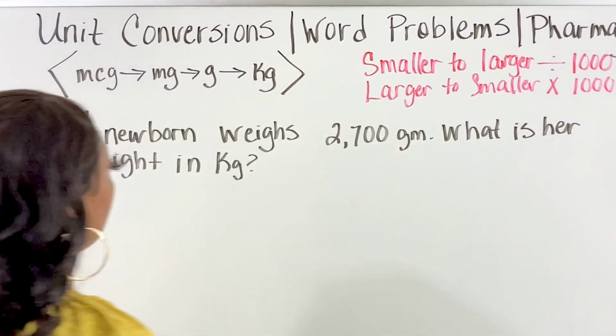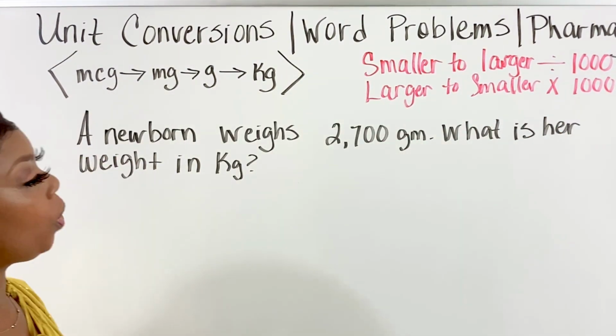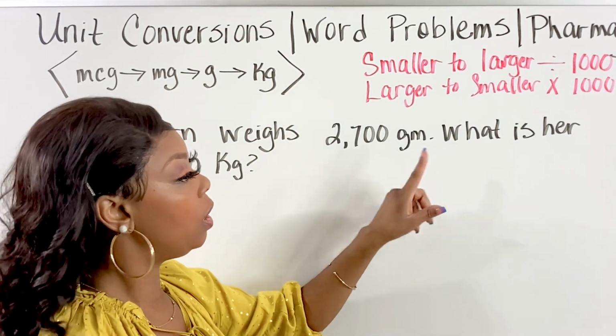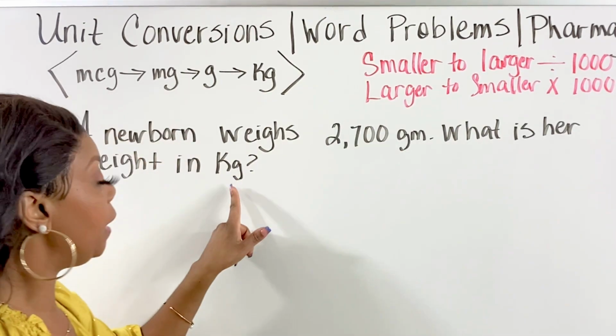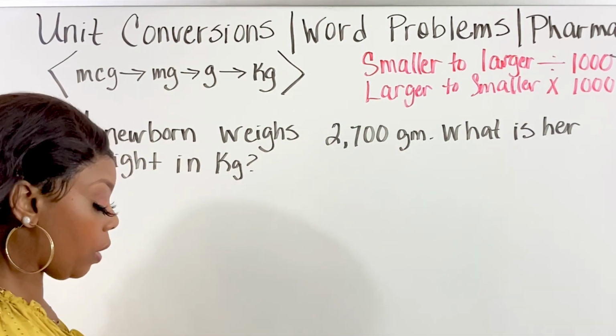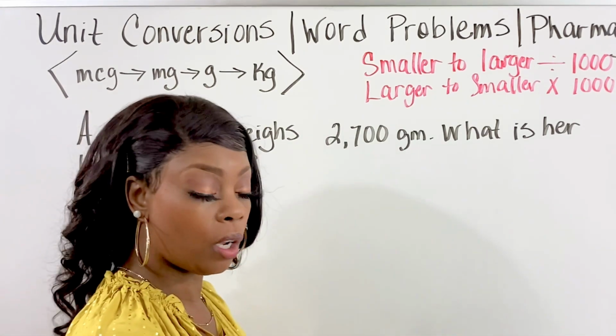All right, so now it says a newborn baby weighs 2,700 grams. What is her weight in kilograms? So we are going grams to kilograms. This is how I like to write it for my students whenever I go over this.